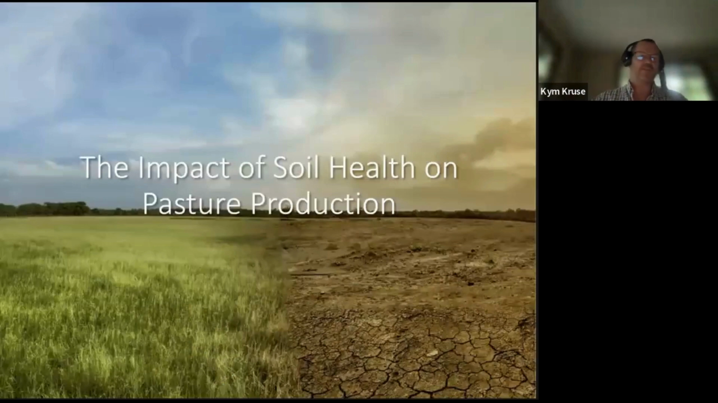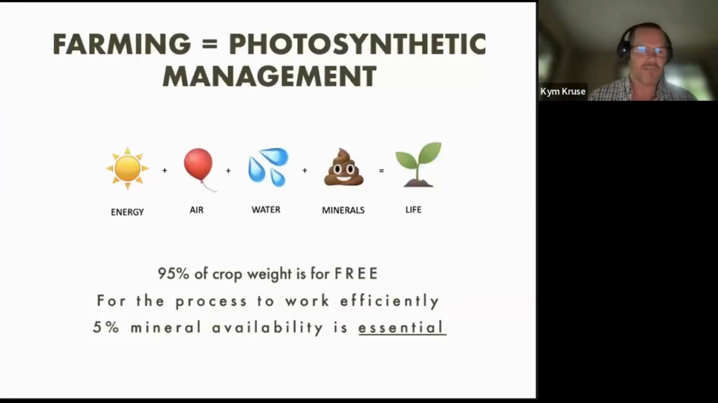All right, the impact of soil health on pasture production. So let's have a look at this. The name of the game is photosynthesis. Farming is all about photosynthetic management. That's looking at what we're actually managing. And most of what we're managing comes for free. We've got energy from sun, we've got air, in most cases water. Some people will be paying for water, and then minerals in the soil. So 95% of the weight of the crop that you're growing is for free.